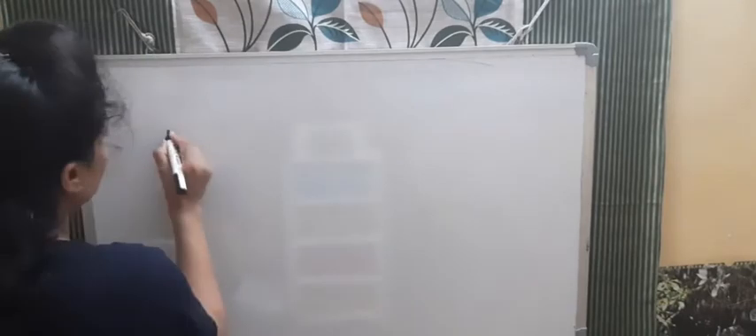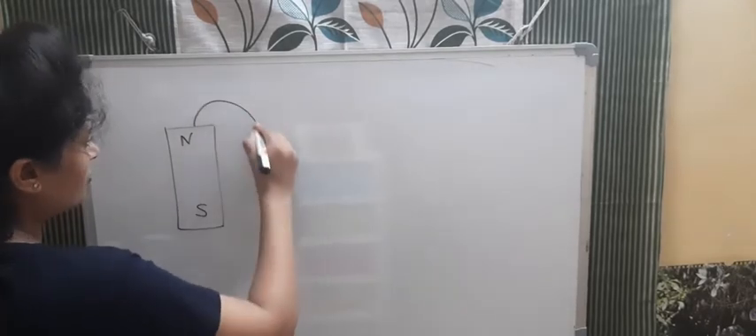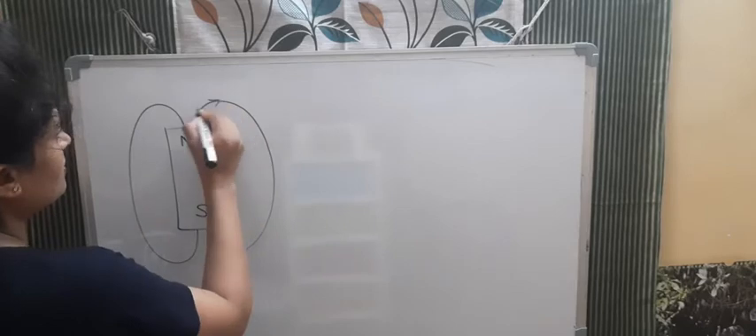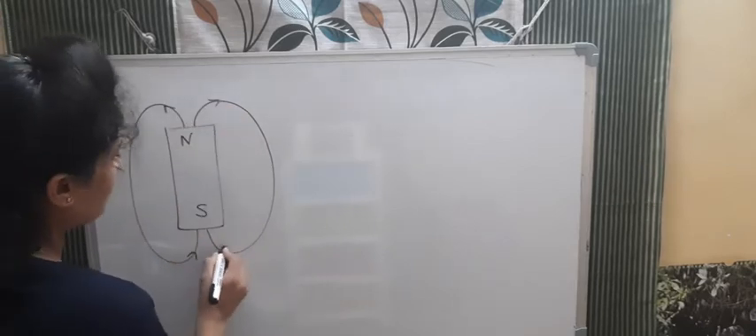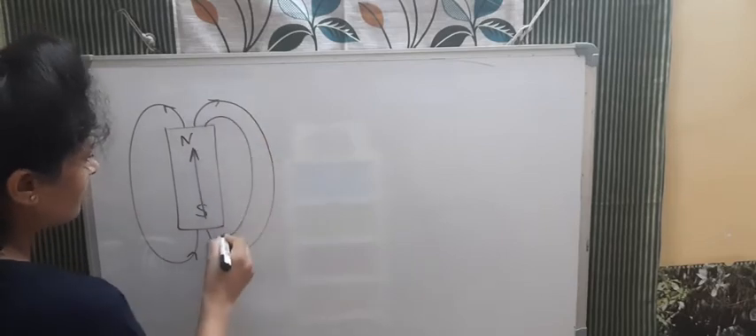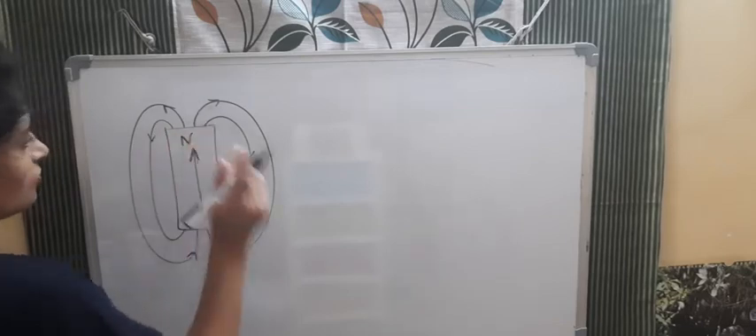See, I will draw the diagram of both. They resemble each other. If I say that this is north and this is south of a bar magnet, the diagram was like this. It was coming and it was going this way, and inside it was south to north. This was the diagram and outside it was north to south.